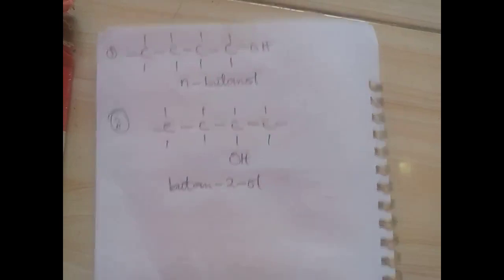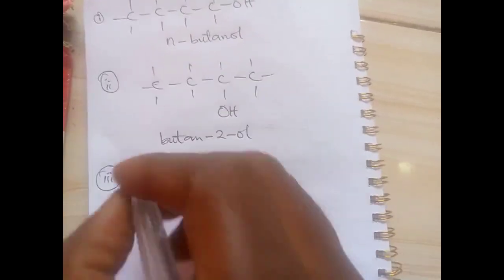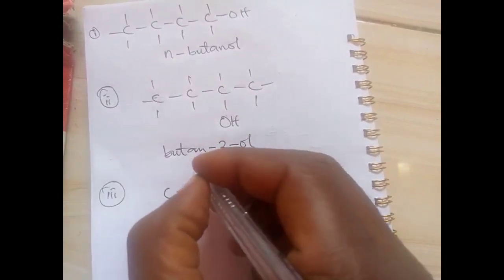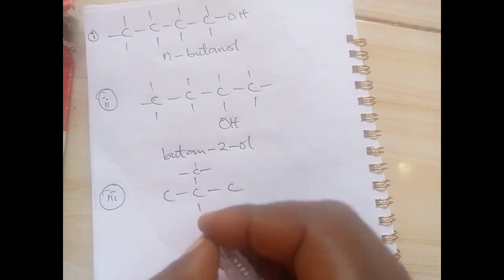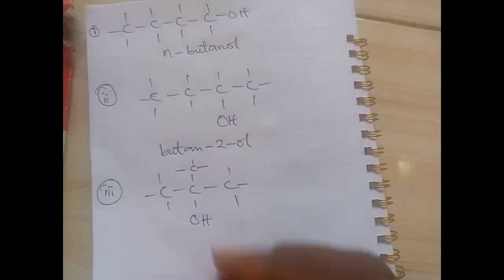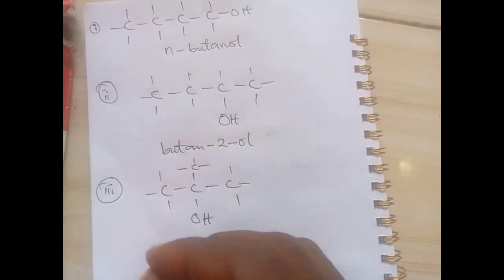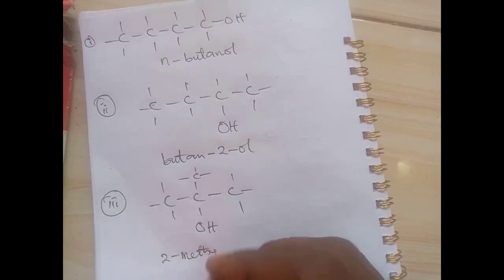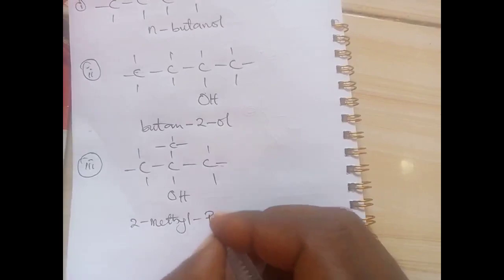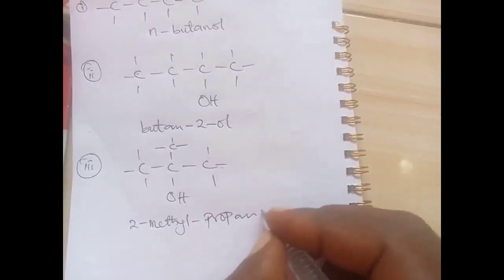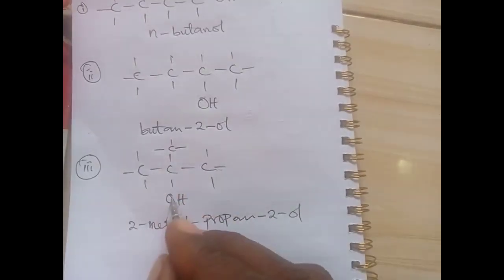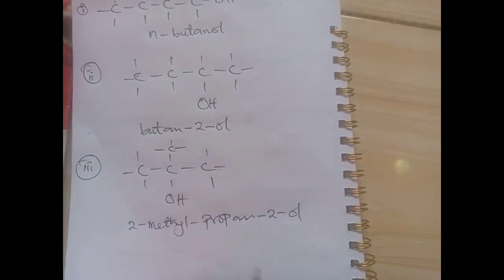The third one is 1, 2, 3. We now have OH. This one is 2-methyl. 2-methyl prop. The longest chain is 3. Prop. So 2-methylpropan-2-ol, to show that it's the second carbon atom. That's where the functional group of alcohol is.